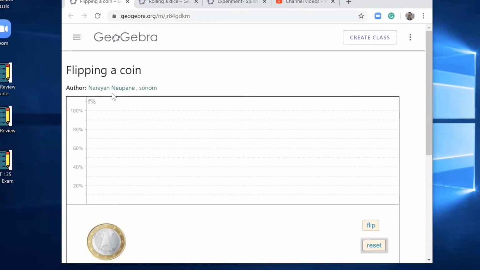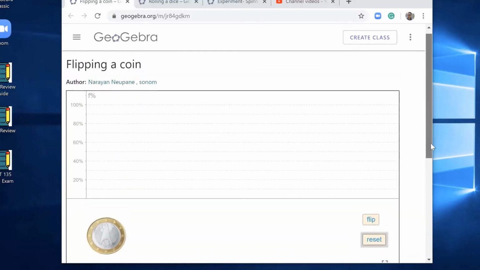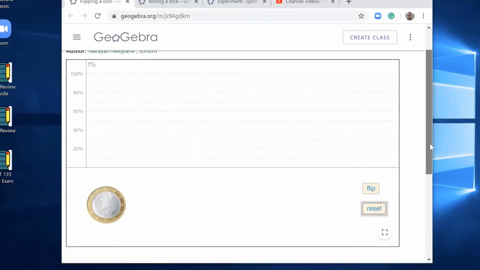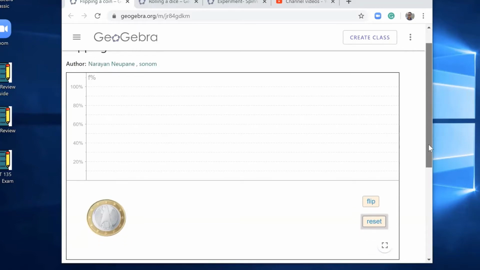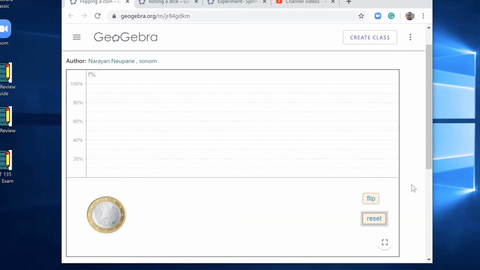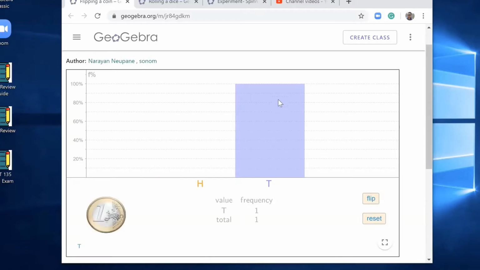So here I have the first one. You can see here flipping a coin. If we flip a coin, what is the outcome of this experiment? We don't know. Let's flip it and check. We are going to flip it 2 times here. The first time I got the tail. Do you see that? I got a tail here and the graph shows 100% tail.